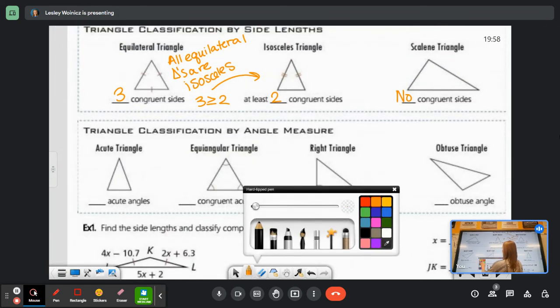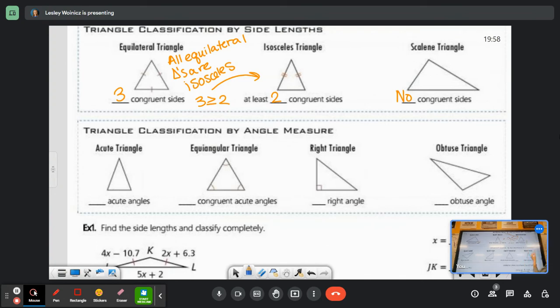Classifying by angle measures. An acute triangle has 3 acute angles. An equiangular triangle has 3 congruent acute angles. A right triangle has 1 right angle. And an obtuse triangle has 1 obtuse angle. Okay, so those are our vocabs for classifying.